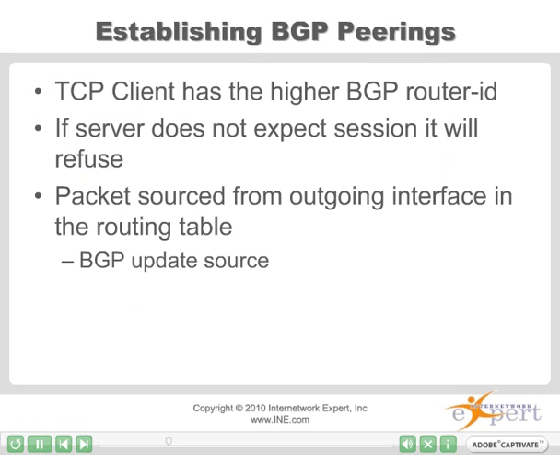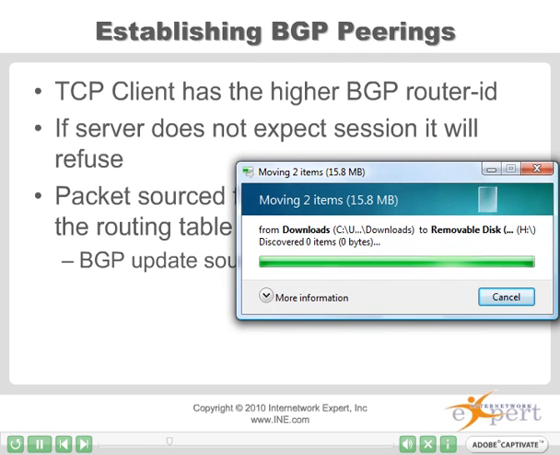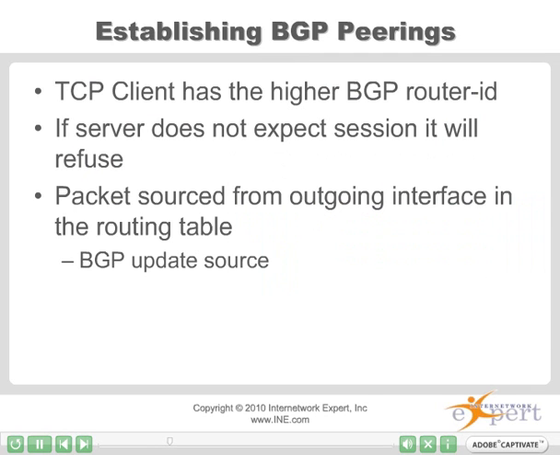Now, which device actually ends up as the client? If you configure your neighbor statement on one device, and you have a friend help you configure the neighbor statement on the other, the client role is supposed to be the router with the higher BGP router ID. It will kind of play that role of client to the TCP server. But that doesn't always work out that well.